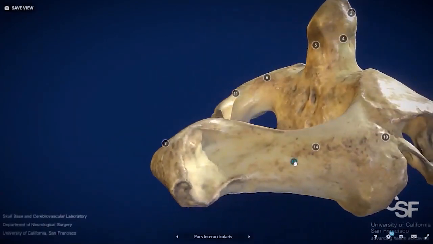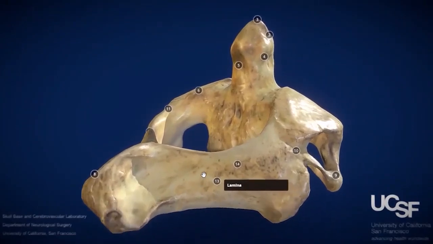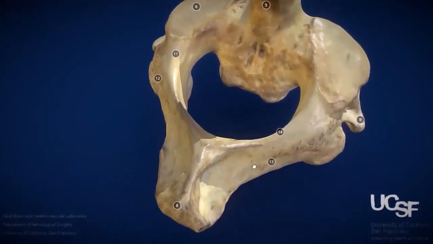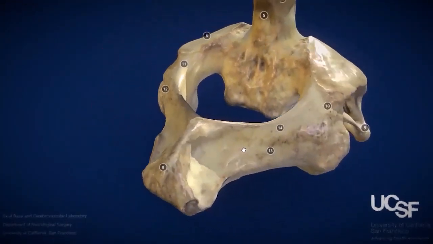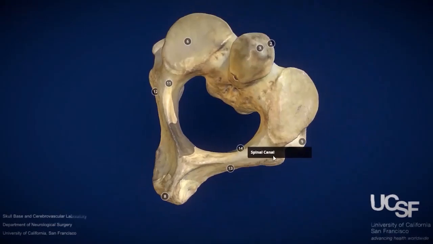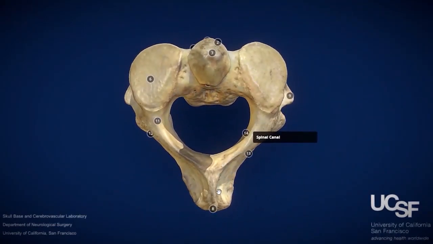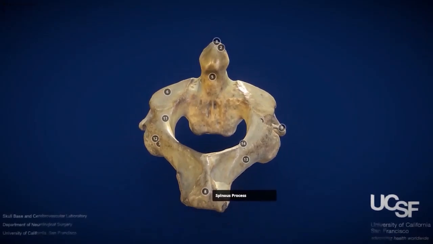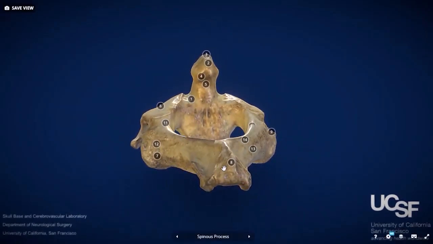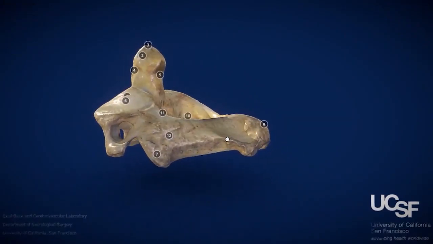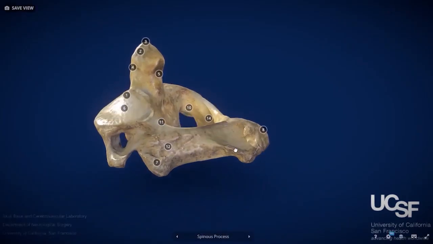Moving posteriorly, we have the lamina, and the lamina is thicker than the rest of the subaxial lamina, and anteriorly we have the spinal canal or the vertebral foramen, and both lamina are joined by the spinous process, which is a bifid spinous process and is the second most prominent spinous process of the cervical region.